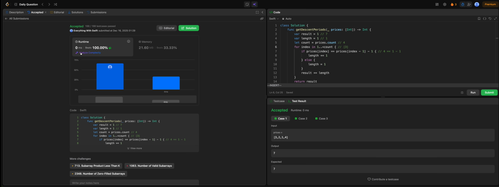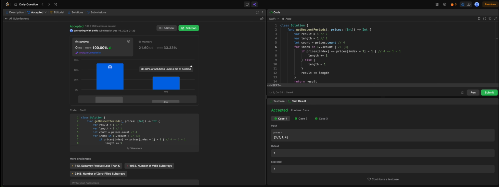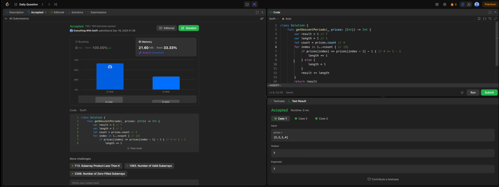Alright, for the time complexity, that will be O of n, since we iterate from index 1 to the end of the array, and the memory will be O of 1, since we don't use any extra data structure here.